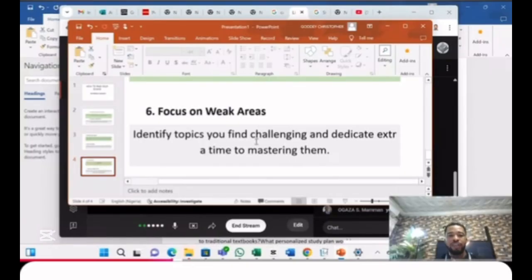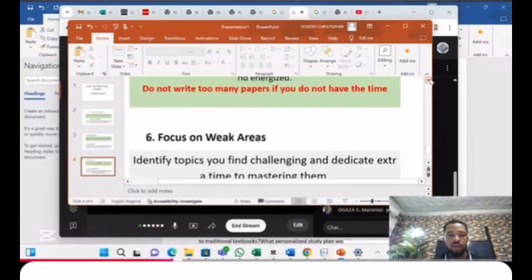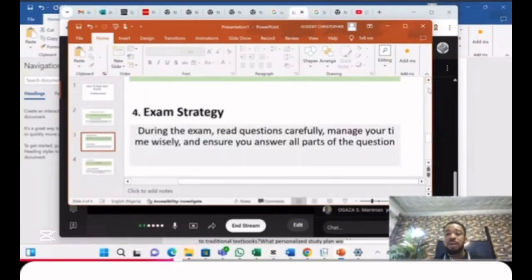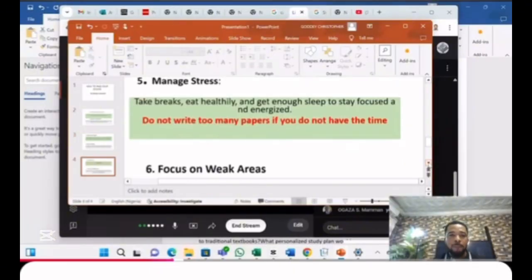Now, let's go to the 5th one. The 5th one is managing your stress. Right? You can't continue to read overnight. You're not sleeping, you're not resting. The truth of the matter is, if you don't give yourself a break, if you don't rest a bit, your assimilation rate will definitely reduce. As you prepare for the exam now, I think you just have basically 1 month to your exam, or 1.5 months to the exam.